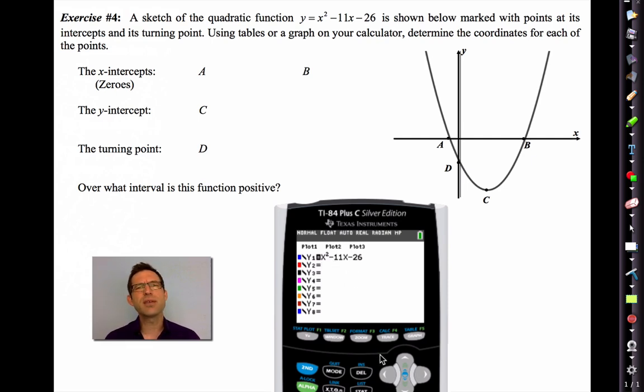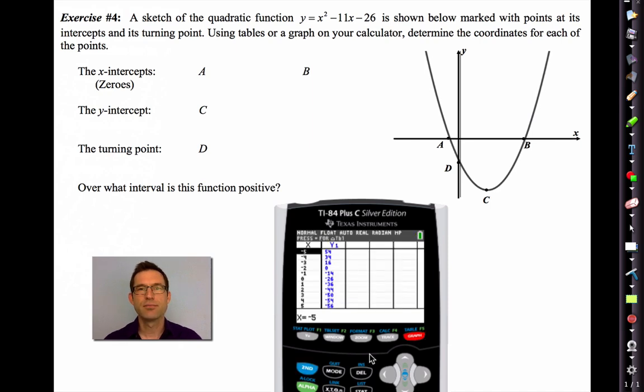Now I think I want to use the table. Who knows? If the points are integers, the table will work out well. I don't know exactly where to make it start, but let's pop into the table setup, at least. Based just on the picture, it looks like I've got an x-intercept that's negative and an x-intercept that's positive. So let's set our table start value to be -5, and we'll go by ones to begin with at least. So now let's pop into our table and start scrolling down. We're looking for those zeros. And we see the first one pretty quickly.